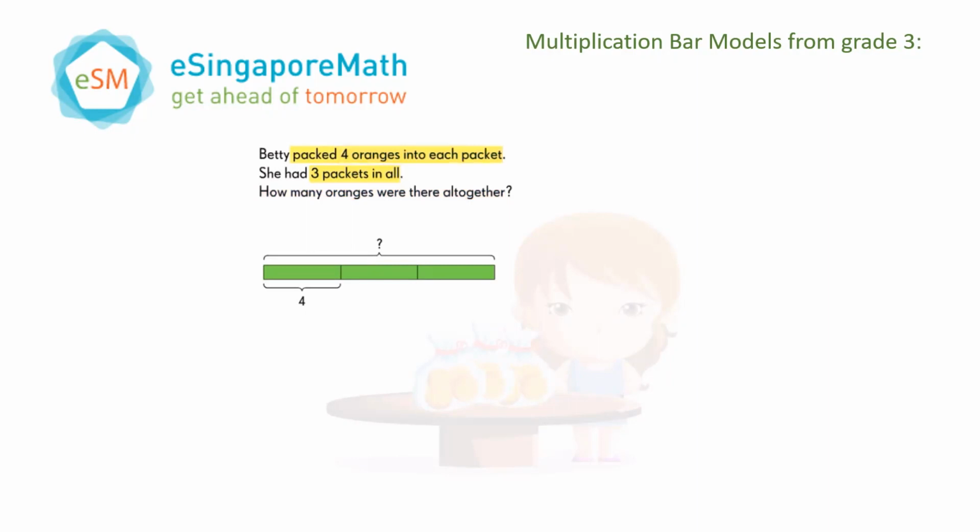We have drawn a part-whole model. Each of these rectangles is a part. Each part represents a group of oranges. All 3 parts make up the whole. How do we find the total number of oranges? There are 3 groups of 4 oranges. So we multiply 3 by 4. We get 12. Therefore, there were 12 oranges altogether.